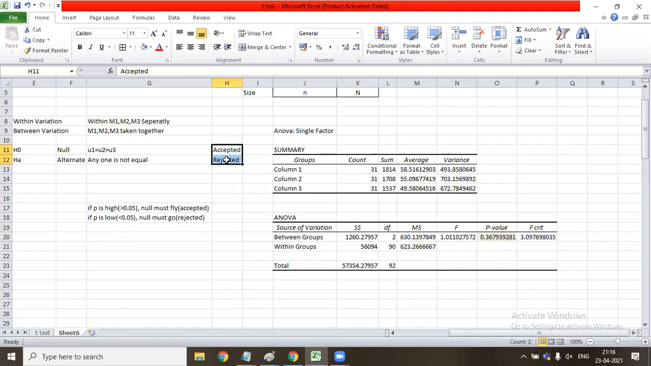Sir, why is this 5%? I mean 0.05. Why 5%? Why not 2%, 1%, or 10%? Is there any way? 5% is the industrial standard. So every time we work, let me show you.